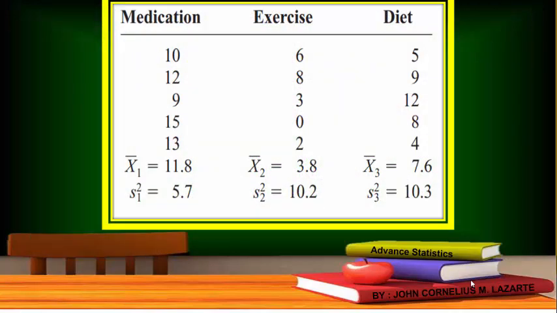For the medication, we have here 10, 12, 9, 15, 13, and the given mean is 11.8 and the variance is 5.7. The exercise and the diet also have given means and variances, so we don't need to compute them anymore.